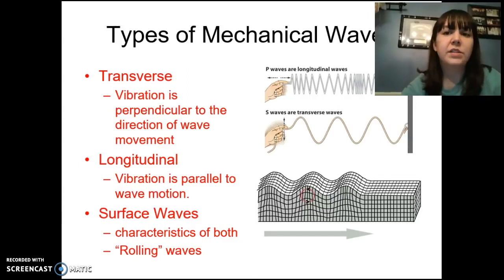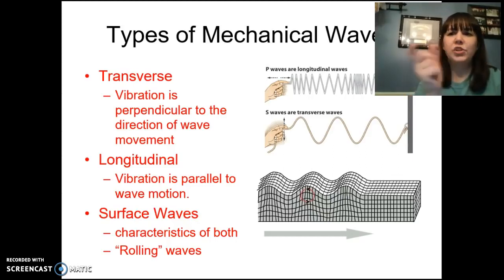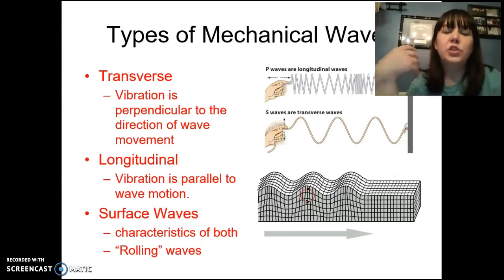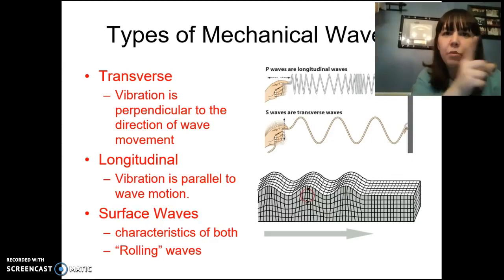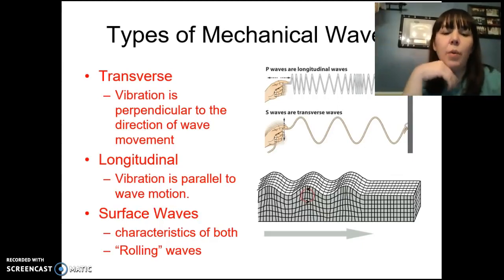In contrast, the top picture is a longitudinal wave. It's kind of like a slinky. If you take a slinky and shake it back and forth, that wave is going in the same direction that the particles are vibrating. It's vibrating this way and it's transferring this way. So that's a longitudinal wave. Long ways, I was always thinking longitudinal. It's going lengthwise, down the length of the wave.